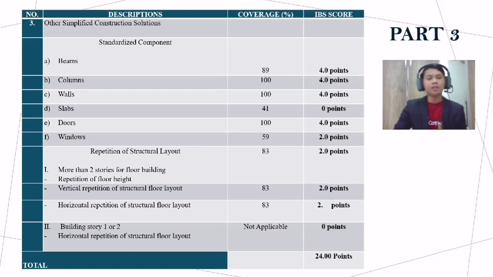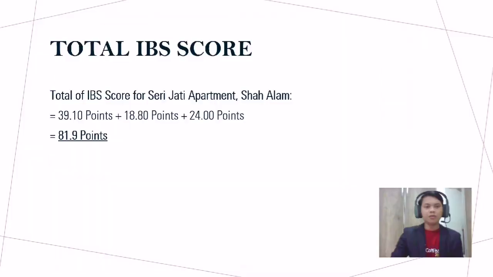Okay, for part 3, the other simplified construction solution calculation has 2 sections: standardized component and repetition of structural layout. The total point of part 3 is 24 points. The total IBS score for Seri Jati Apartment is 39.10 points plus 18.80 points plus 24.00 points, which gives us 81.9 points from 100 points.